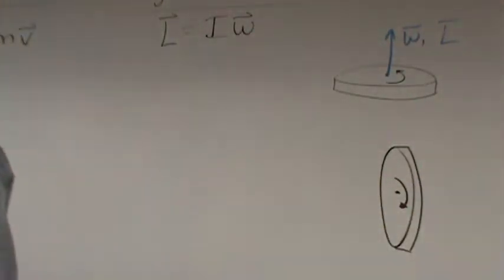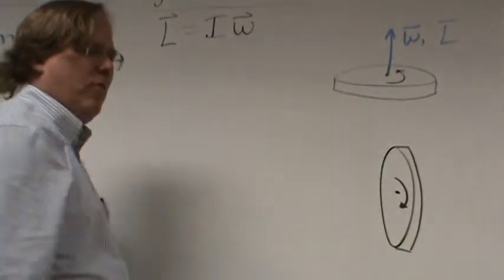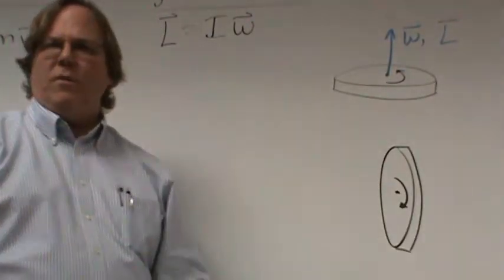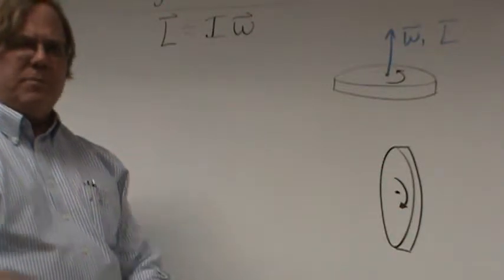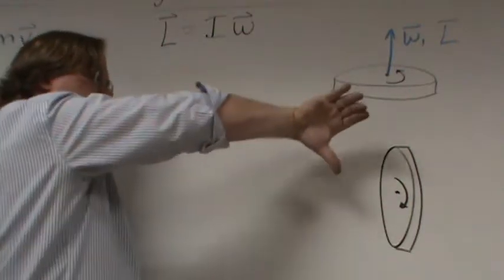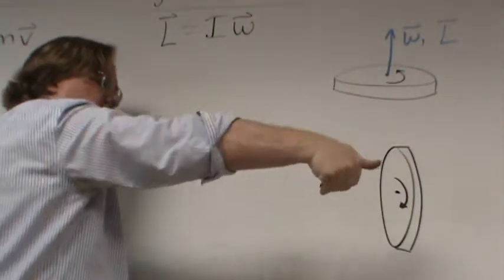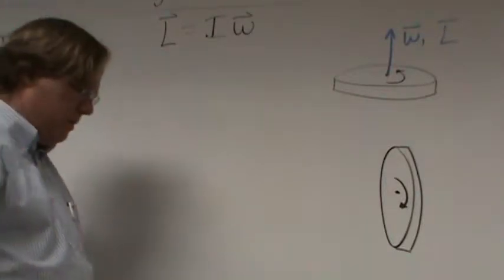So now here's the next thing I need you to do. Do right-hand rule and determine, is my omega to the left or to the right? Please do that now. Which direction is omega? Please take that hand. I want to see your hand. Take that hand, curl it in the direction of rotation of the disk, and your thumb is going to be pointing in the direction of omega.